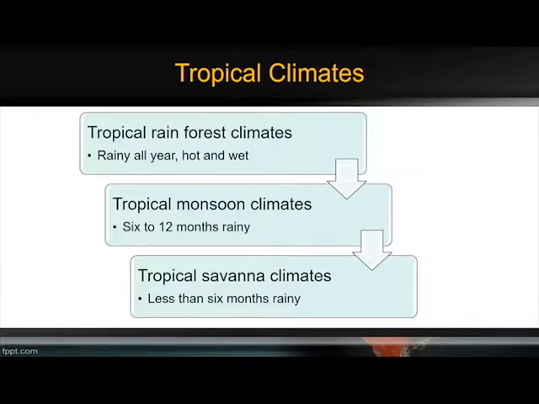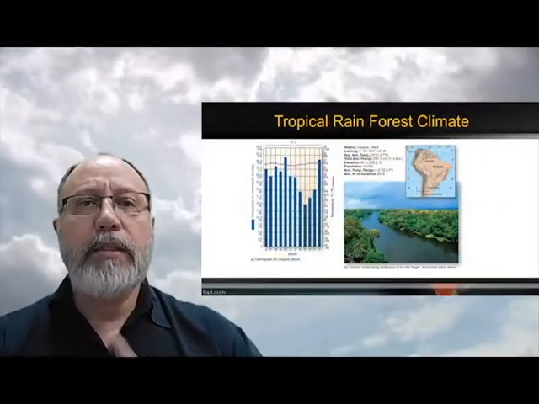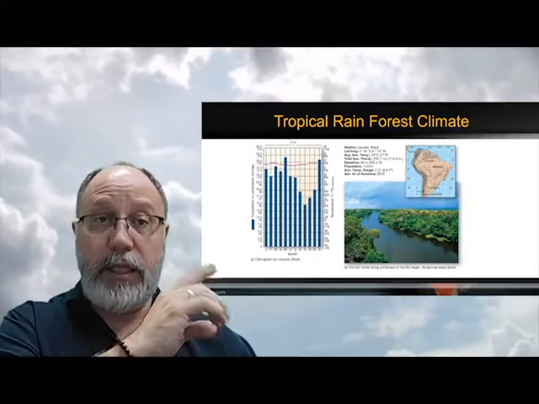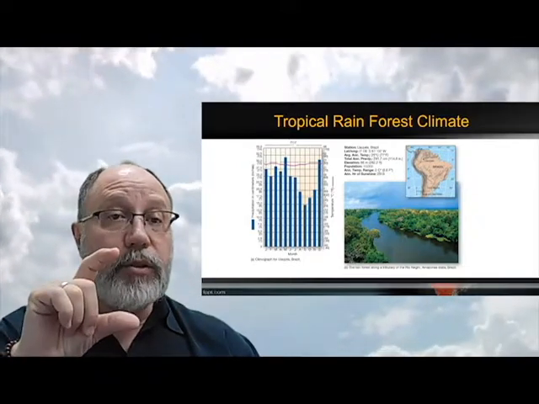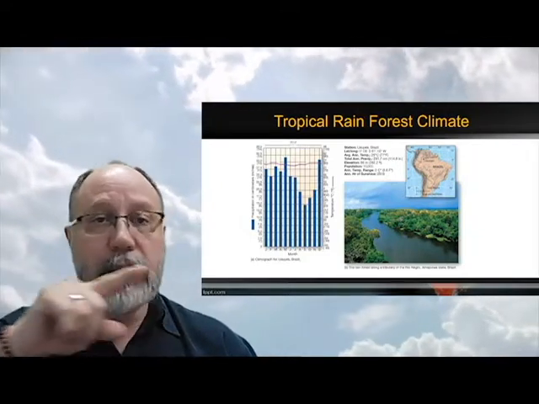So the tropical climate: tropical rainforest, rain all year round, hot and wet. Tropical monsoon, 6 to 12 months of rain. Tropical savanna, less than 6 months of rain. So rain is the factor in this area. So if you look at the tropical rainforest, they call it a climograph. Let's look at this graphic. This graphic shows us something you put together, as you can see here, monthly average temperature and precipitation. So the precipitation is those blue bars and the temperature is the line.